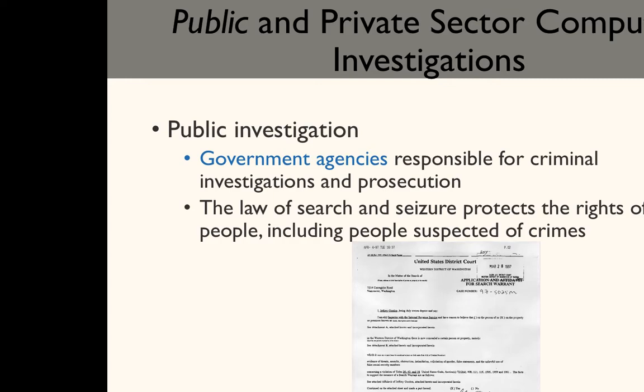The first type is the public investigation, by government agencies. They are responsible for criminal investigations and prosecutions. Because it's a public investigation, there are certain laws of search that protect the rights of all people, including the suspects.